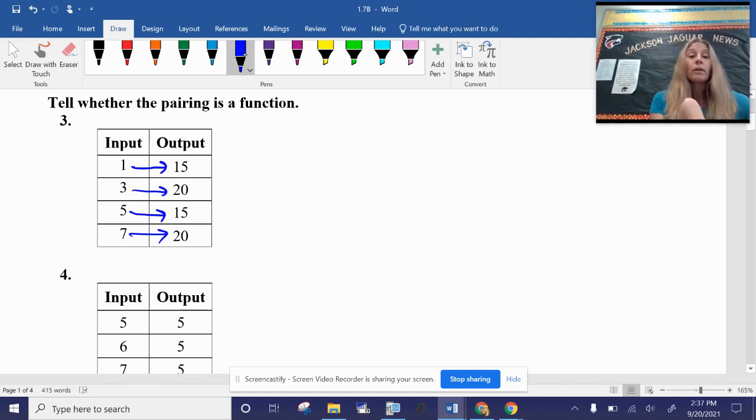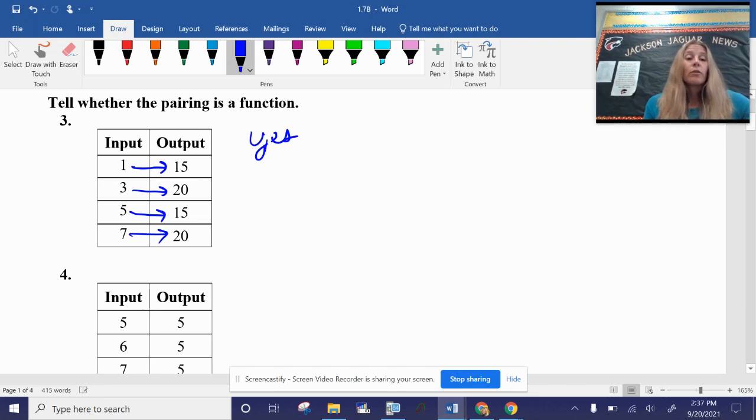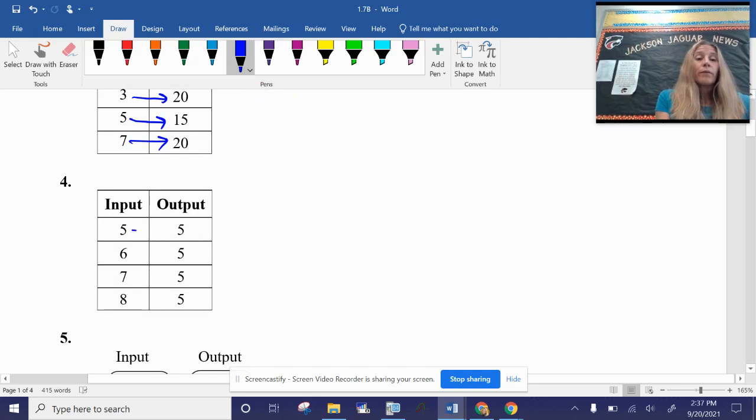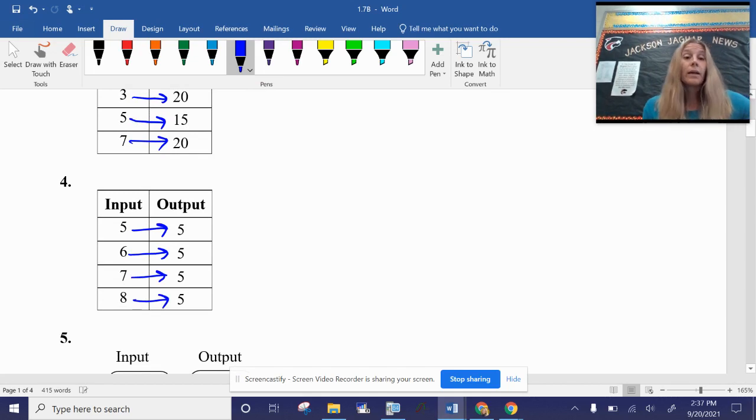So this one is a function, yes. So now if we take a look at number 4, my input of a 5, I get a 5. If I input a 6, I get a 5. If I input a 7, I get a 5. If I input an 8, I get a 5.